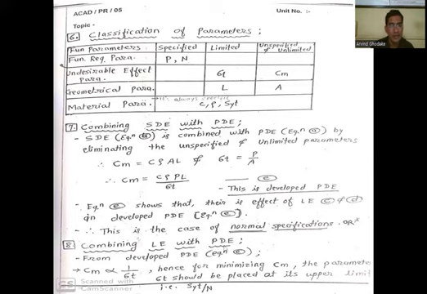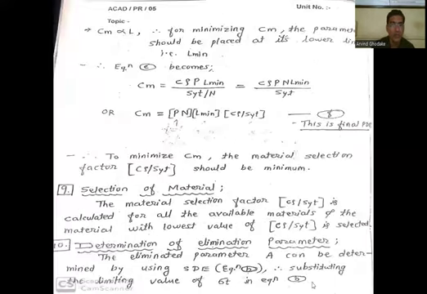Next, combining the limit equations with the new primary design equation. From the developed primary design equation, Cm is inversely proportional to sigma T. Hence, for minimizing Cm, the parameter sigma T should be placed at the upper limit, that is SYT upon N. Therefore, Cm is directly proportional to L. Therefore, Cm is equal to C rho P L minimum upon SYT upon N. So after solving, Cm is equal to P into N into L minimum into C into rho by SYT. So this is called the final primary design equation.